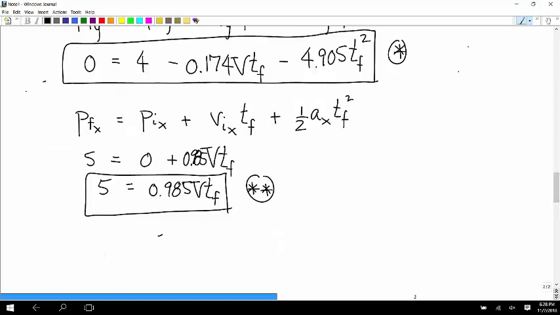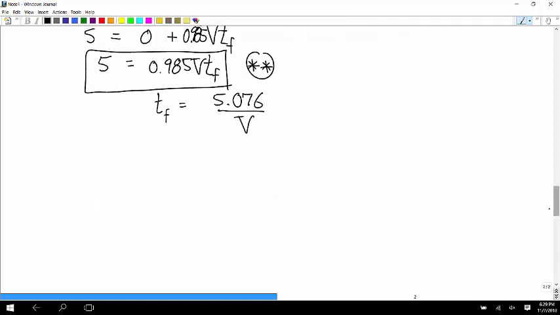I think the easiest way to do it is equation 2 star says TF is equal to 5 divided by 0.985 V. What's 5 divided by 0.985? 5.076, and that's over V. Okay. And now that we have that, we can substitute it into equation 1 star.